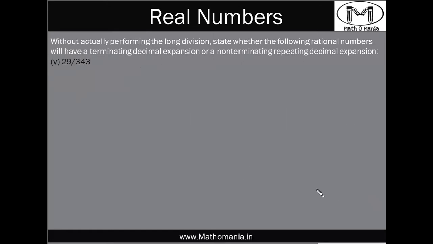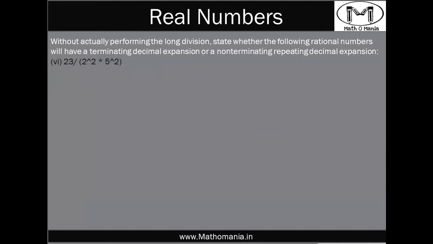Next part, 29 by 343. Now we know that 343 is nothing but cube of 7. So this can be written as 7 into 7 into 7. Now this already is in the simplest form, right? 29 is a prime number and the factors of 343 are 7 into 7 into 7 only, right? So this is already in the simplest form, and as we can see that in the denominator we are having factors as 7, right? So this will be a non-terminating fraction because we don't have a combination of 2 or 5, we have 7, right? So this will be a non-terminating fraction.